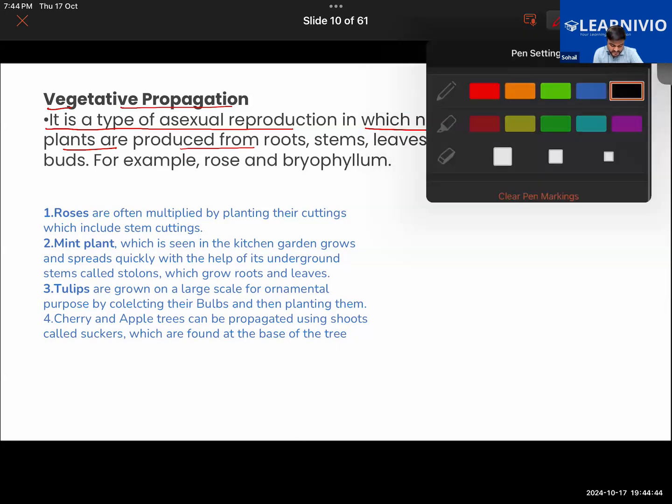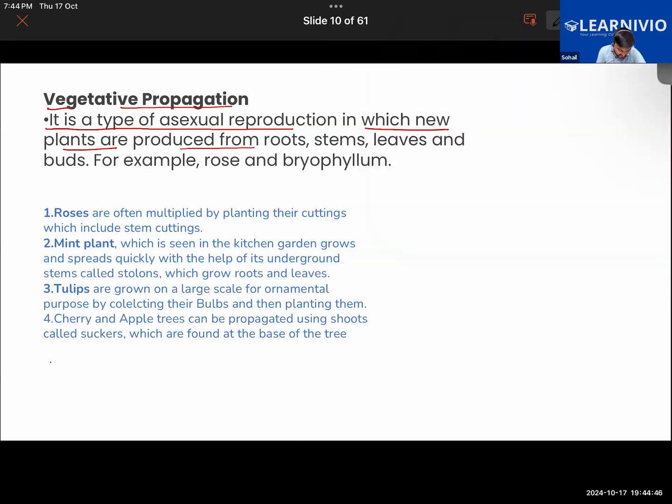Another important point, you guys will be writing down that vegetative propagation occurs naturally as well as artificially. It occurs naturally and it occurs artificially also.